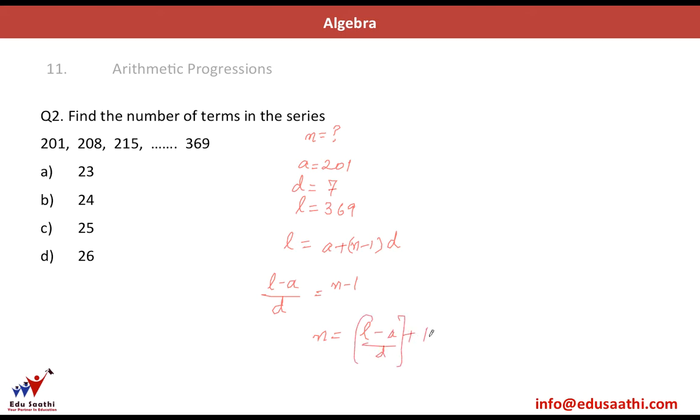If you just subtract the first term from the last term, you will get 168. Divide it by the common difference, which was 7. If you solve this, it comes out to be 24. So the number of terms that you get are 25 for this series. I hope you are able to apply the formulas.